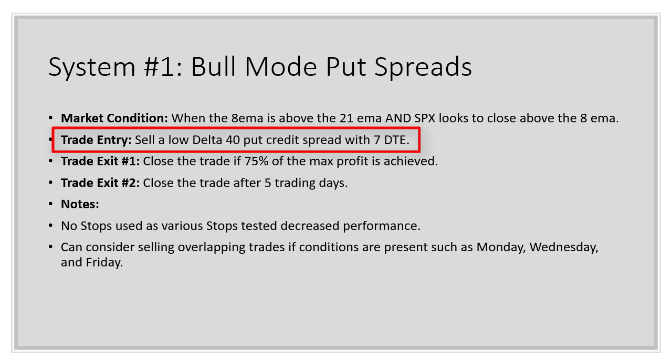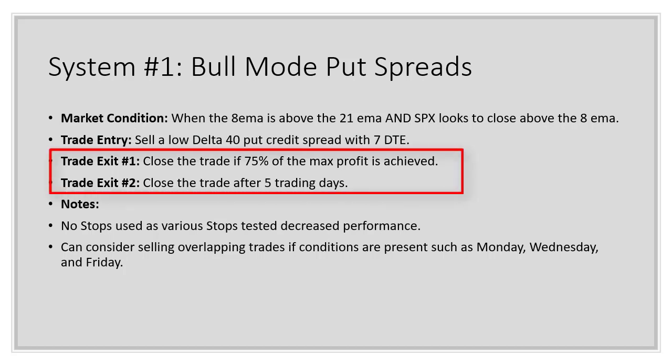We're going to have two main exits here. Whichever one comes first, we're going to try to close the trade. If we can get 75% of the max profit, then we will close the trade. That's sort of the target. And exit number 2 is we're going to close that trade after 5 trading days.